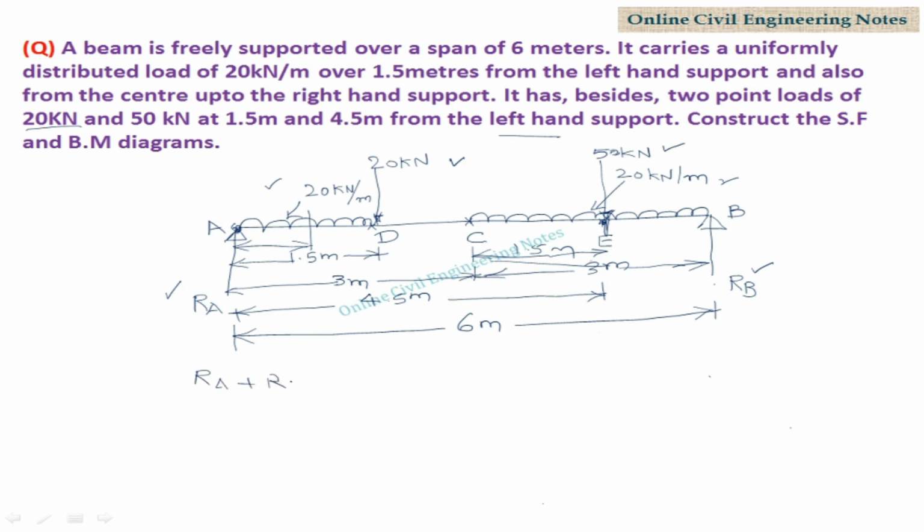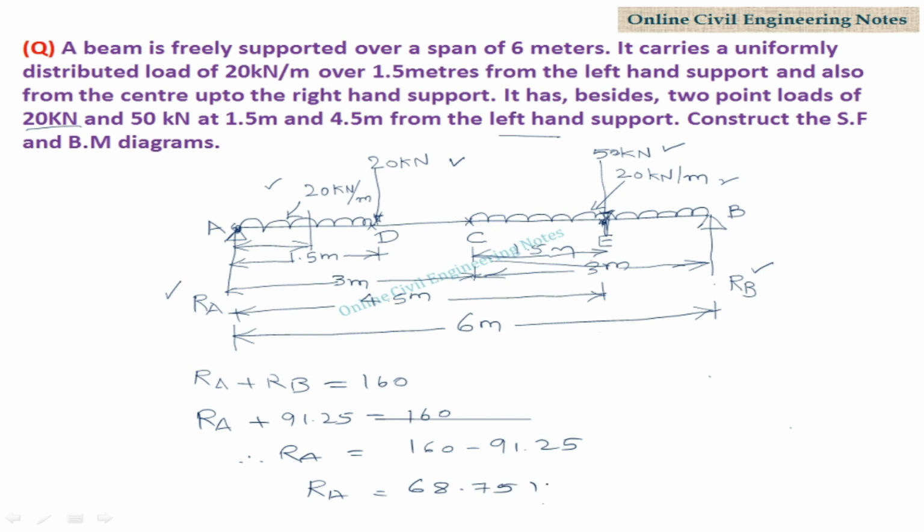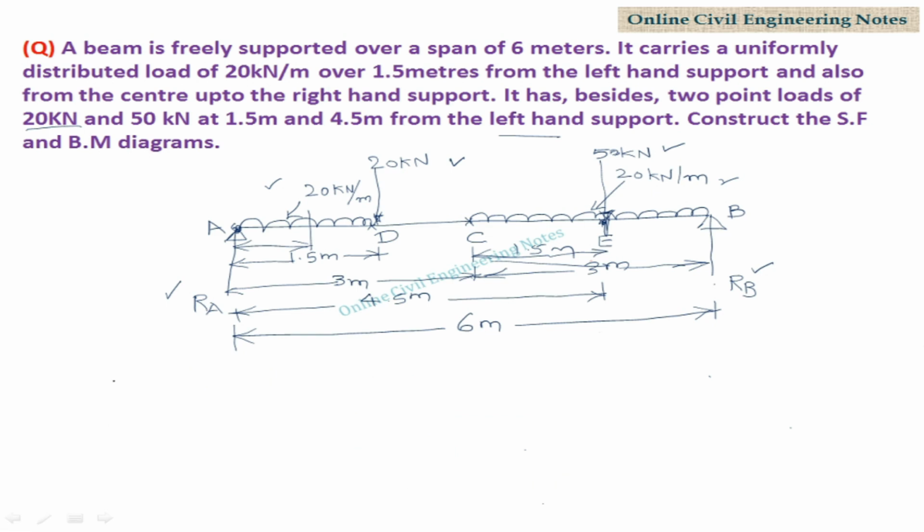Substitute this RB value in RA plus RB is equal to 160. We know RB value. RA plus 91.25 is equal to 160. Therefore RA is equal to 160 minus 91.25. RA is equal to 68.75 kilonewton. Now calculate the shear forces.